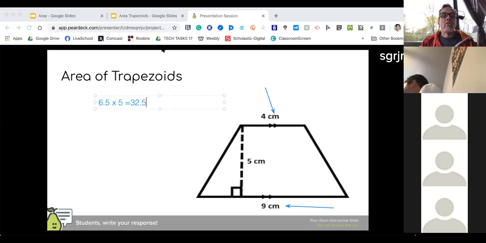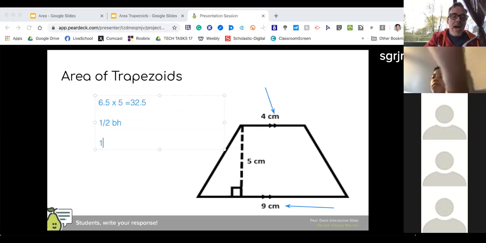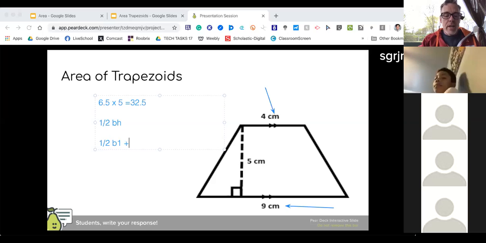Okay, so here's the triangle. Triangle is half base times height, right? Half times base times height. Okay, this formula is half of B1 plus, ignore the train, B2, times height, and then that times the height. Thank you. See, they're different, right?